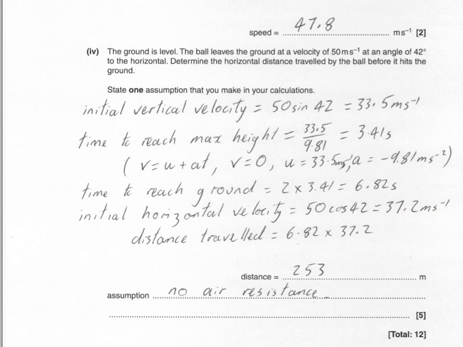Once we've got that horizontal velocity, simply multiply it by the time that we found for the ball being in the air, and we get that distance of 253 meters.